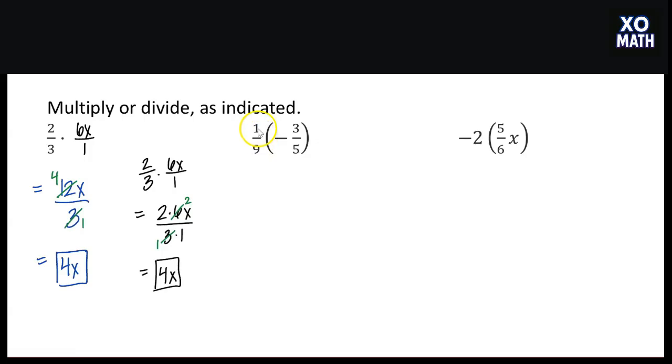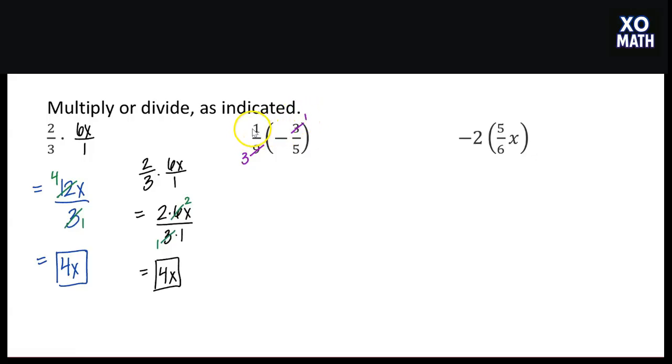In this example, we have 1/9 times -3/5. Here, the parentheses indicate that we are performing multiplication. We can either jump into multiplying across the numerator and multiplying across the denominator, or we can perform some division first, because 3 divides evenly into 9. So we can say that 3 divided by 3 is 1, and 3 divided into 9 is 3.